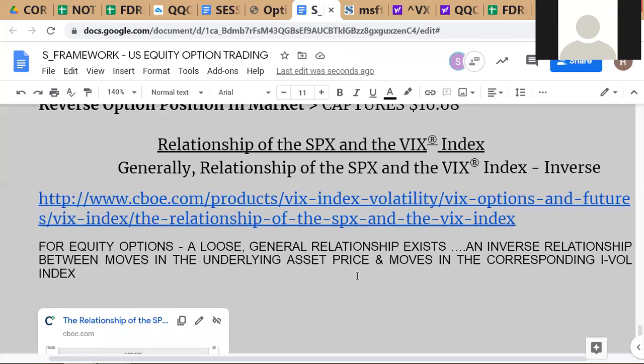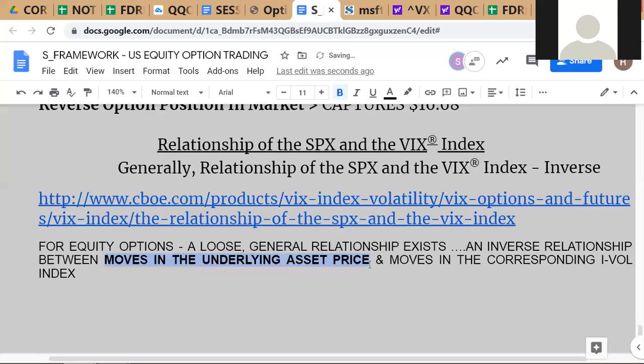So what are we talking about in general theoretical terms? We are saying that for equity options, there is a loose general relationship, an inverse relationship, between moves in the underlying asset price. So first I'm giving you the theory, which is a little harder to understand when I write it. It's for equity options, a loose general relationship, moves in the corresponding I-wall index. What does that mean?